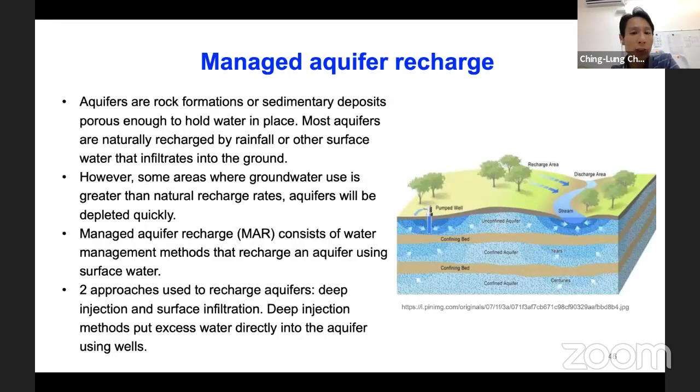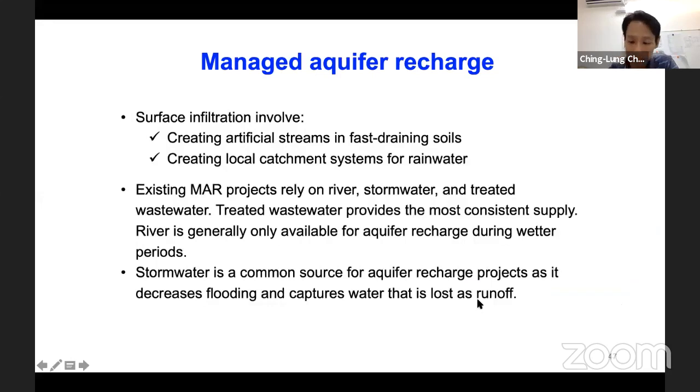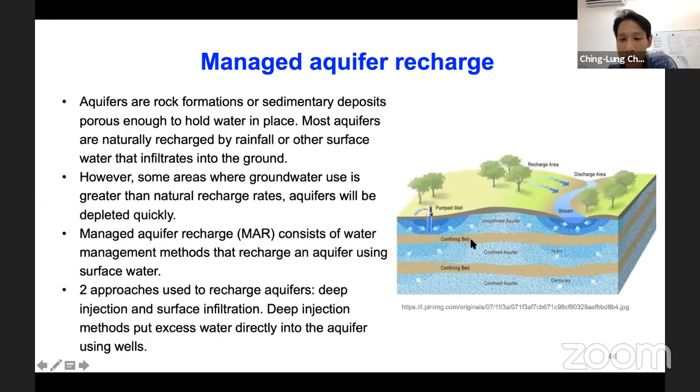And then this is managed aquifer recharge. Okay, aquifer is the layer underground. Just as you can see from the picture, this is an aquifer. Aquifers are the rock formations or sedimentary deposits porous enough to hold water in place.